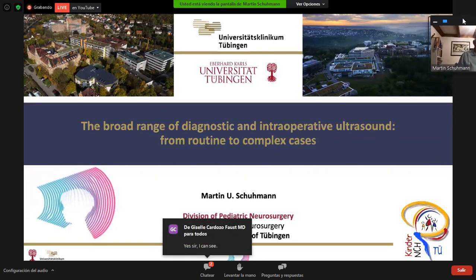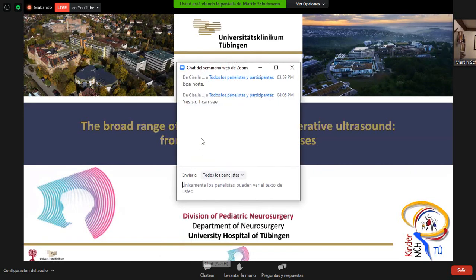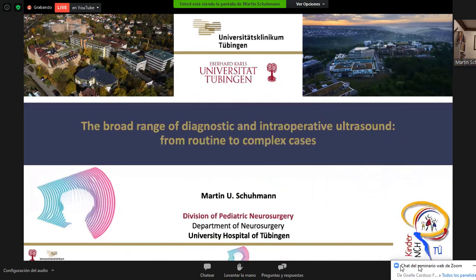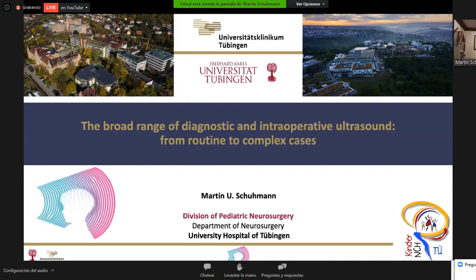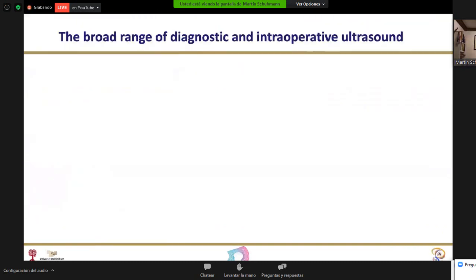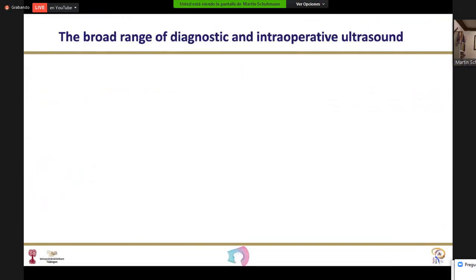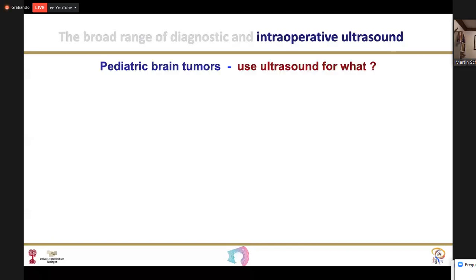I've been asked to talk about the use of ultrasound, and I want to make you taste the full fruit and flavor of what ultrasound can actually give to the pediatric neurosurgeon, or neurosurgery in general. So we divide the talk into diagnostic and intraoperative ultrasound, and if we think of intraoperative ultrasound, the first thing everybody thinks of is brain tumors, because that's where we use it most of the time.